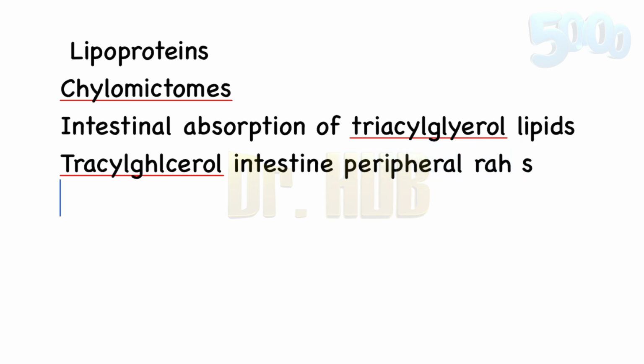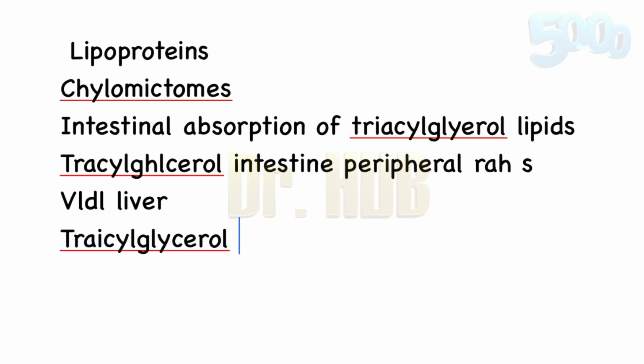Then moving on to the VLDL. VLDL is the very low density lipoprotein. It is derived from the liver. It carries endogenous triacylglycerol from liver to the peripheral organs. So previously chylomicrons carry exogenous triacylglycerol from the intestine to the peripheral organs, and here it is the endogenous from the liver to the peripheral organs.